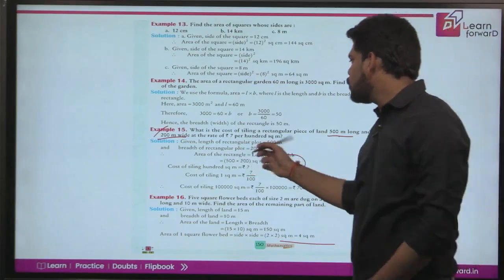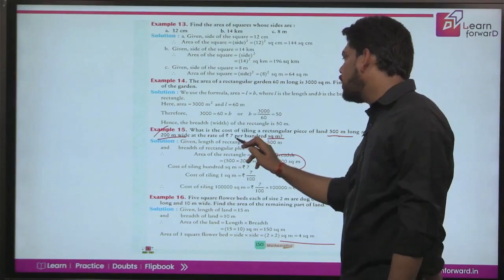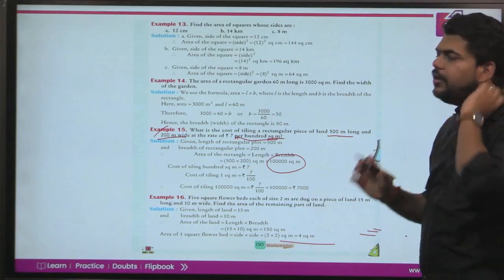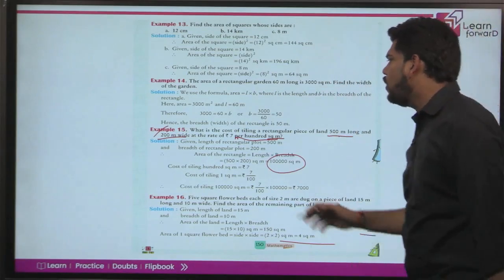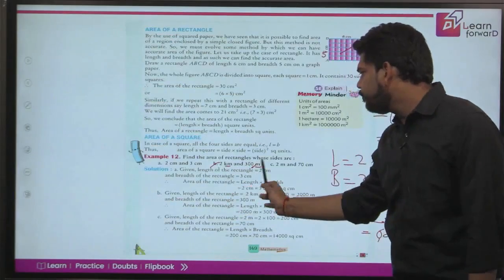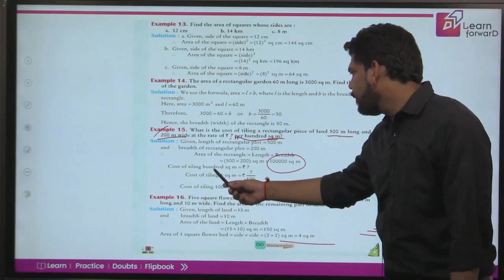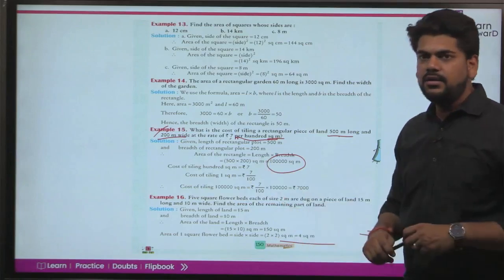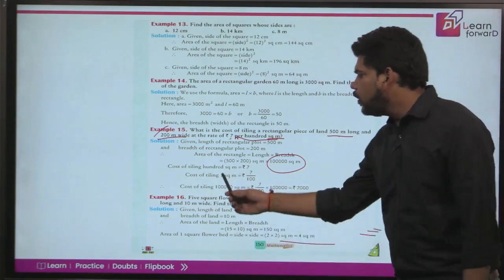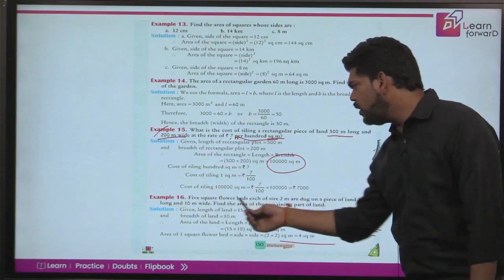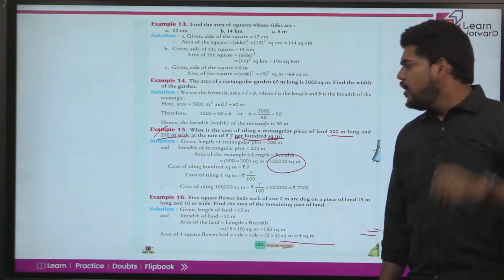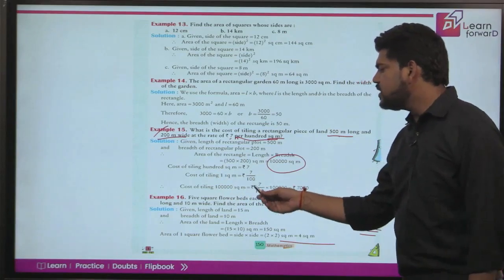And the cost of tiling is per 100 square meter. That means for 100 squares, the cost is rupees 7. So first we'll calculate for the 1. For the 1, the answer will be 7 upon 100. We know the answer of 100 square meter. For the 1 we will divide. The answer is 7 by 100.